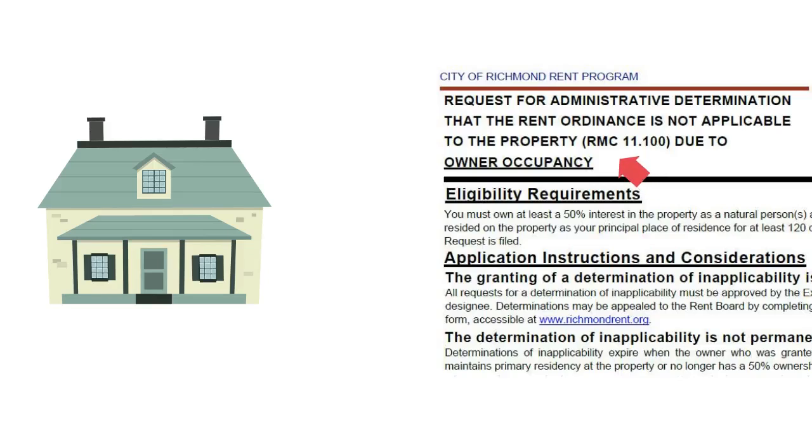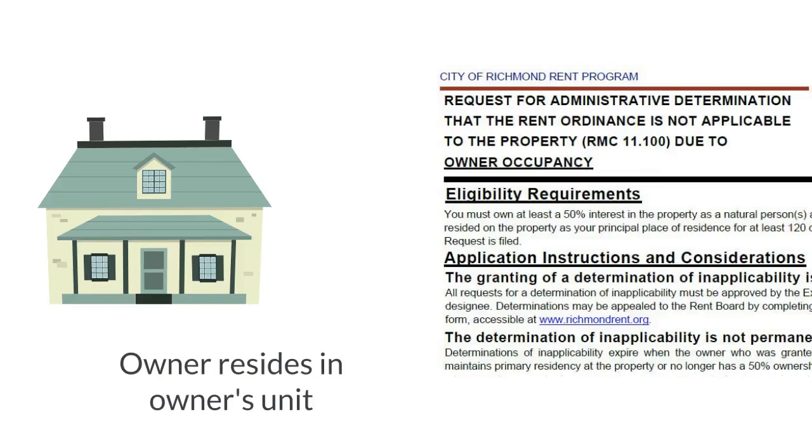The first form is called the Request for Administrative Determination of Inapplicability due to owner occupancy. This form would be used to request either a fully covered unit or a partially covered unit to be made completely exempt because the current owner occupies the unit as their primary residence. Owners may claim current exemption and/or exemption from past fees assessed.